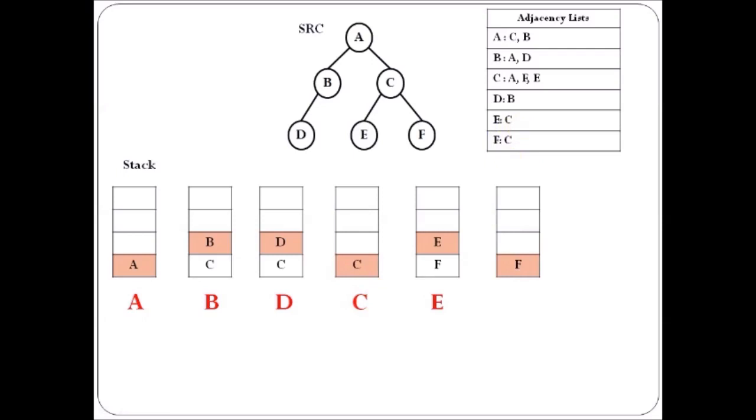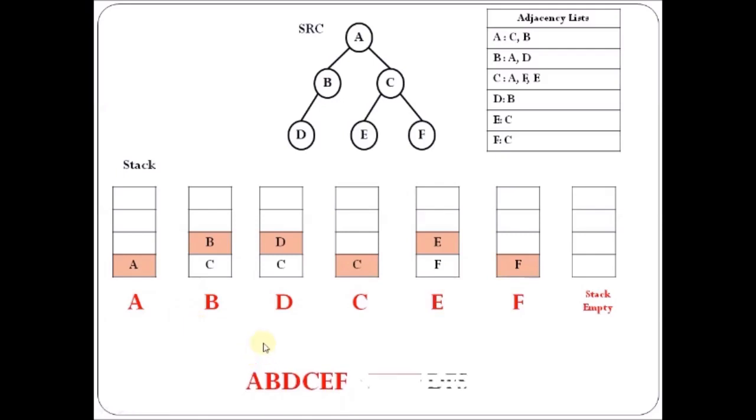Apply the same steps again and again until the stack is empty. So when we remove F, the top element, the stack now remains empty. When the stack is empty, we have our final solution, that is we get the elements A, B, D, C, E, F. The combination of all is the DFS for the given graph. That is, A, B, D, C, E, F is the DFS traversal for the given graph.